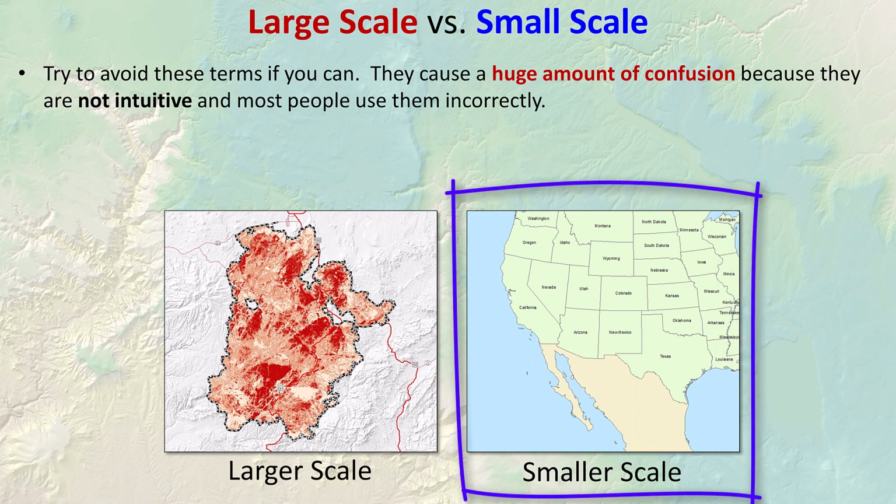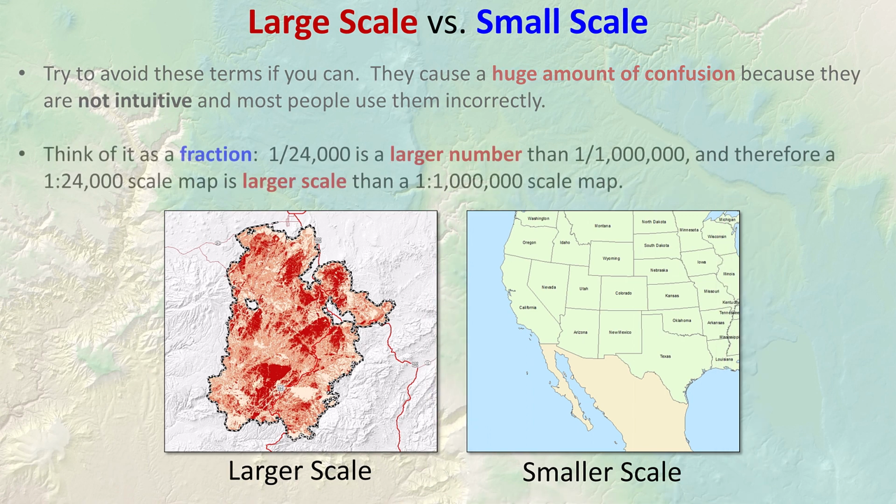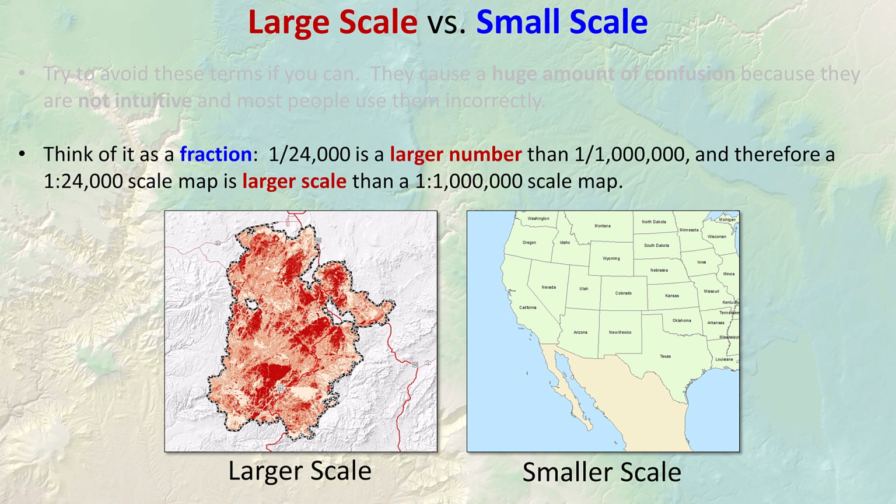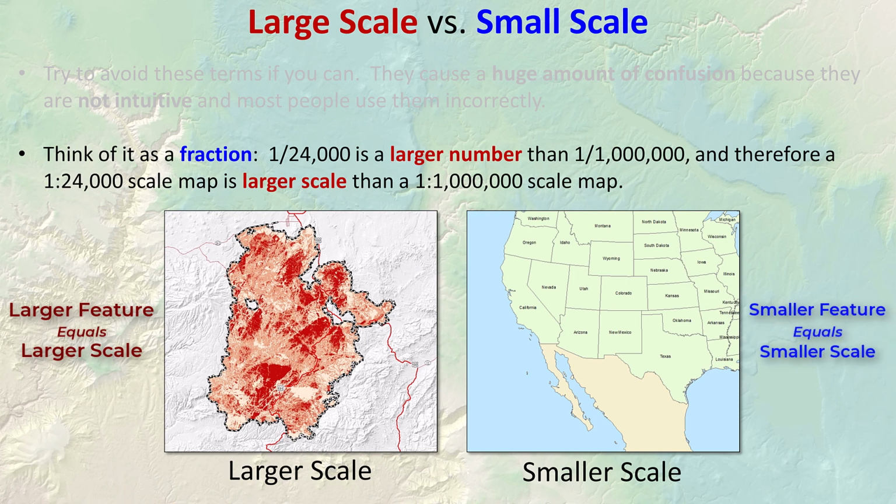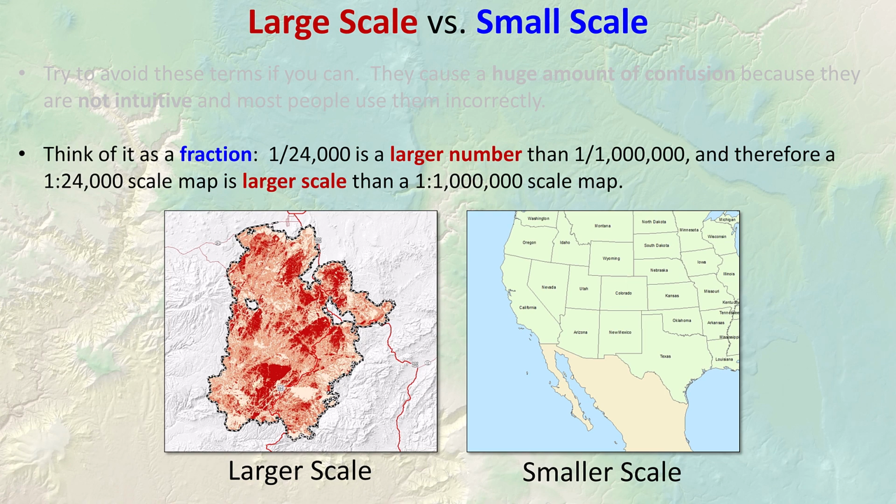One way to help remember this is to consider the scale values as a fraction. If you see a scale of 1 to 24,000, think of it as 1 over 24,000. 1 over 24,000 is a larger number than 1 over a million, and therefore a 1 to 24,000 scale map is a larger scale than a 1 over a million map. You might also think of it as the relative size of the feature in a map. If a feature looks large, then the map has a large scale. If you change the scale to make the feature look small, then you have given the map a smaller scale.